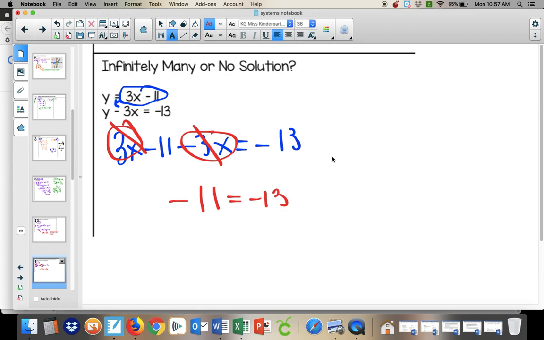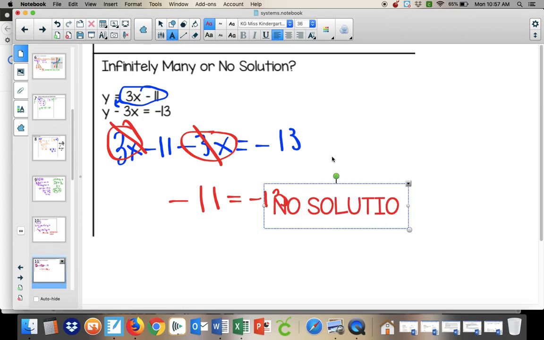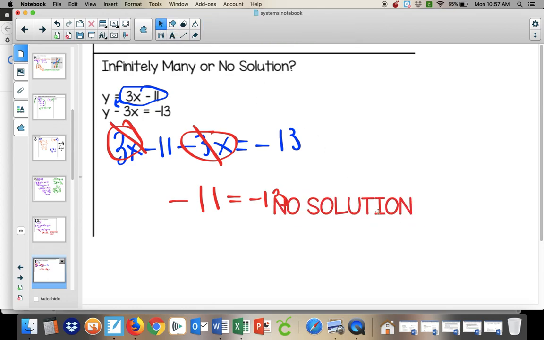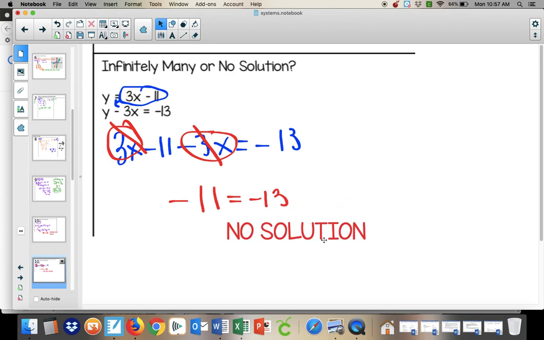Is that a true statement? It is not. So this is a no solution. So if it comes down to be a true statement, infinitely many; not a true statement, no solution.